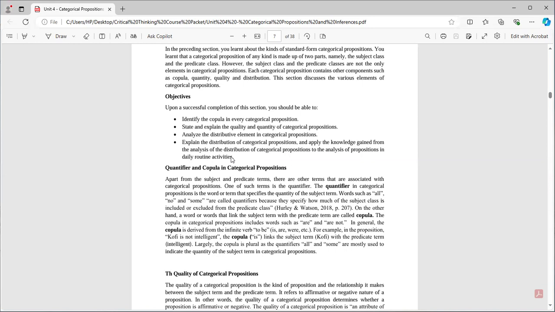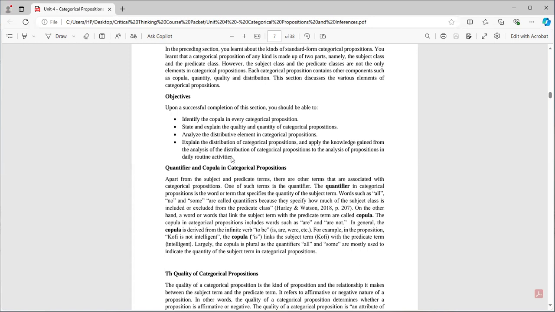Now let's identify certain words. We have already said that categorical propositions have classes. There are two classes, subject class and predicate class. The word that joins the subject class and the predicate class together is called copula, C-O-P-U-L-A. So if I say all students are dangerous, the word that is joining the class of students and the class of dangerous people is the word are.